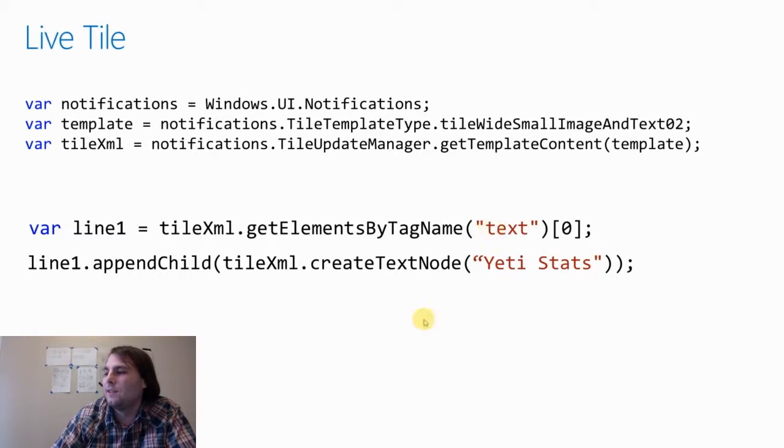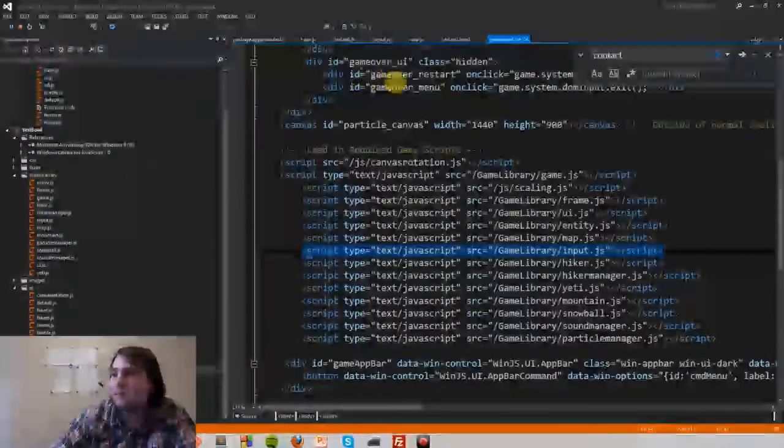But essentially, you're looking for a text tag or something, and then you'll replace that line or add data to that line that says specifically what you want there. For instance, our first line is going to be Yeti stats, because for our live tile we actually show what the player has currently done in the game, so how many hikers he's defeated, his high score, that kind of stuff. Let me show you that real fast.